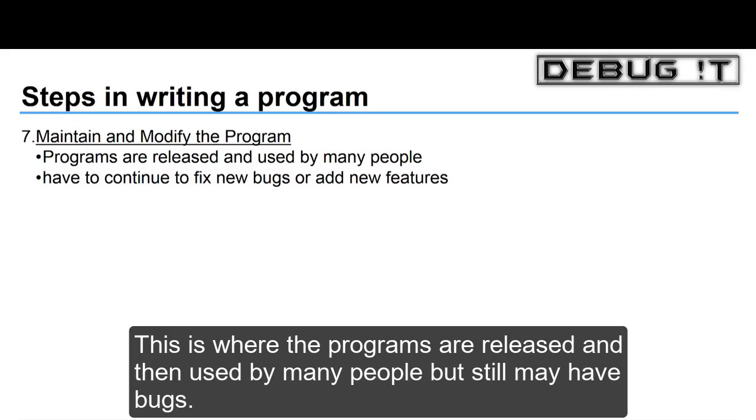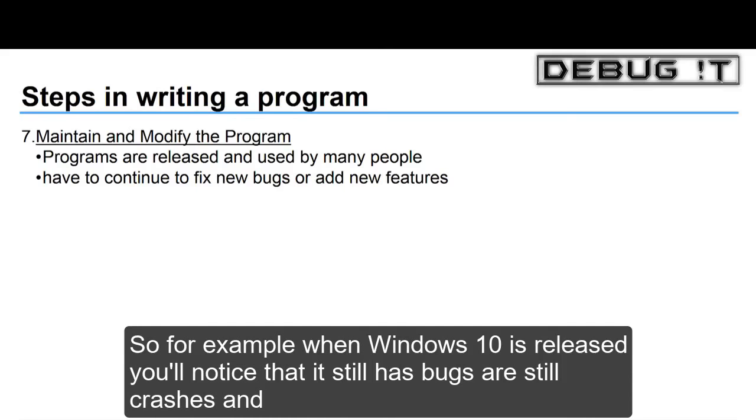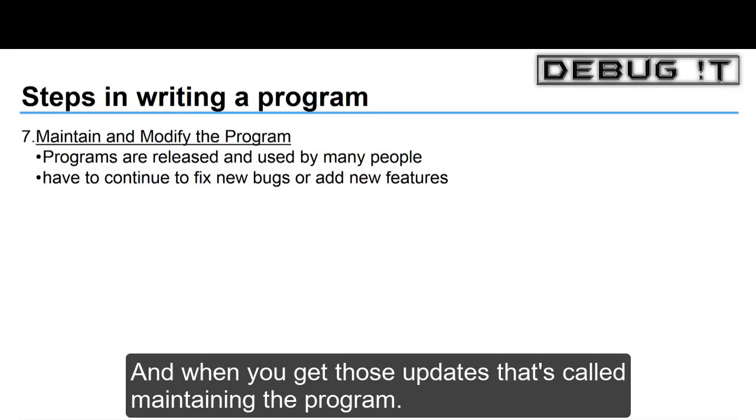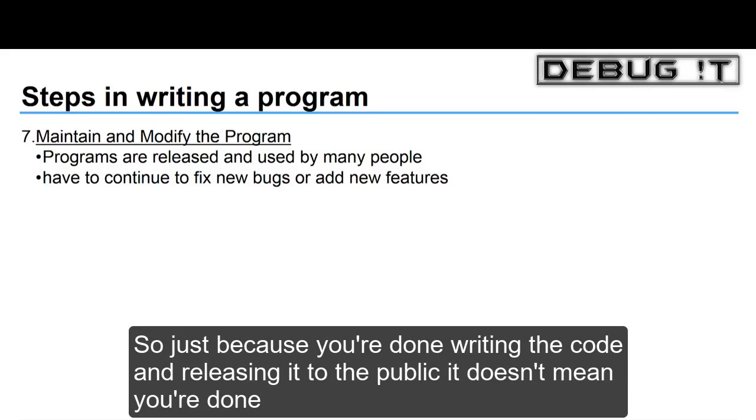This is when the programs are released and then used by many people, but still may have bugs. So for example, when Windows 10 is released, you'll notice that it still has bugs or still crashes. And so you're constantly getting updates. And when you get those updates, that's called maintaining the program. So just because you're done writing the code and releasing it to the public, it doesn't mean you're done maintaining it.